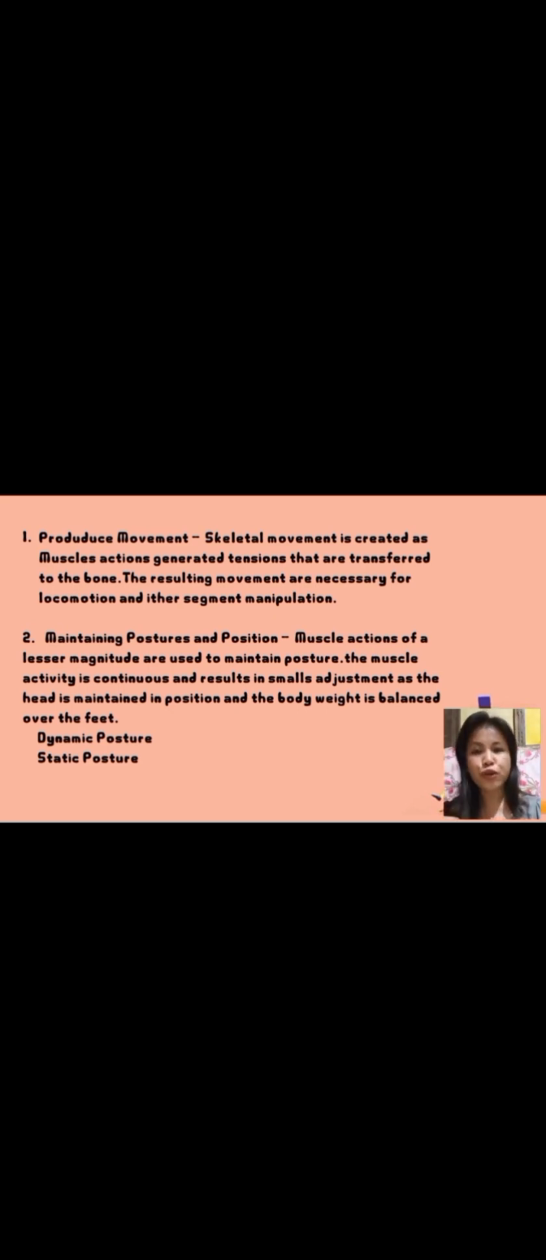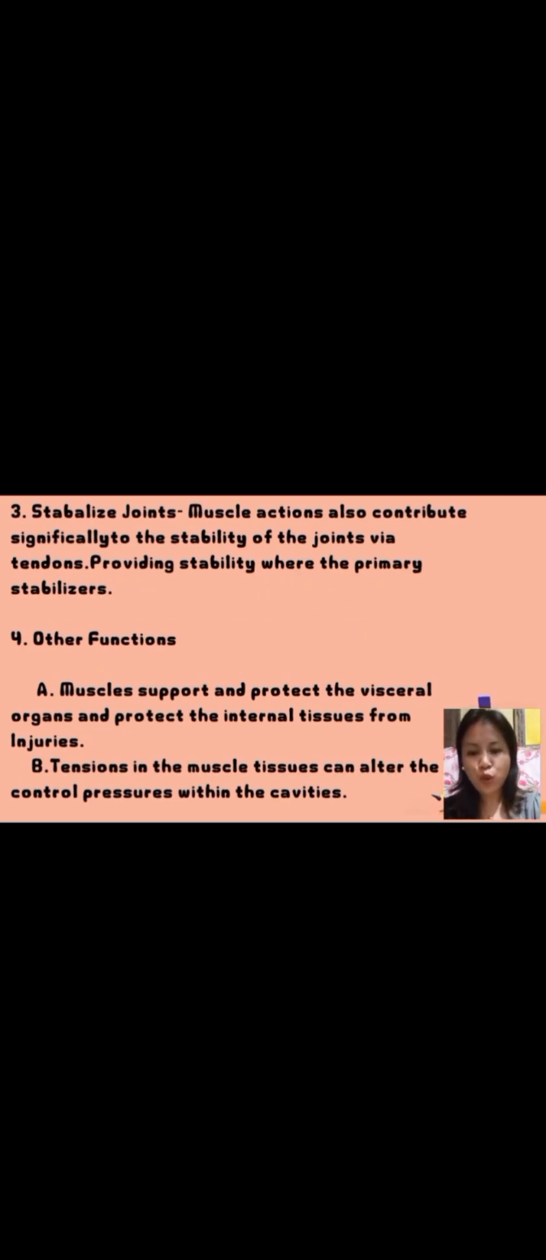Posture is how you hold your body. There are two types of posture. Dynamic posture is how we hold ourselves when we are moving, like when we are walking, running, or bending over to pick up something. Static posture is how we hold ourselves when we are not moving, like when we are sitting and standing.